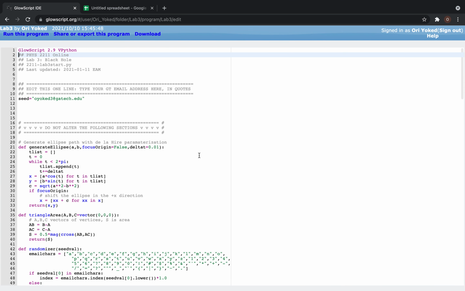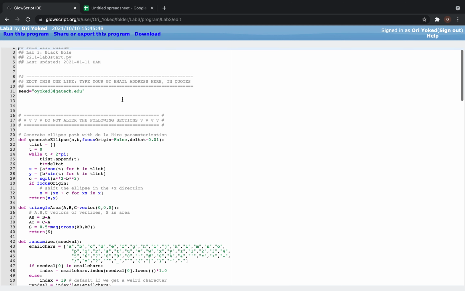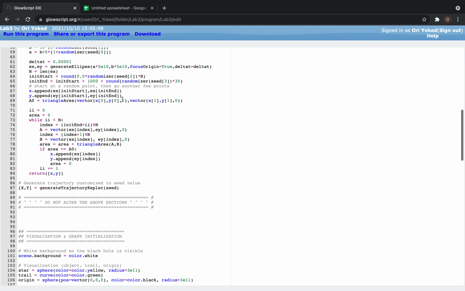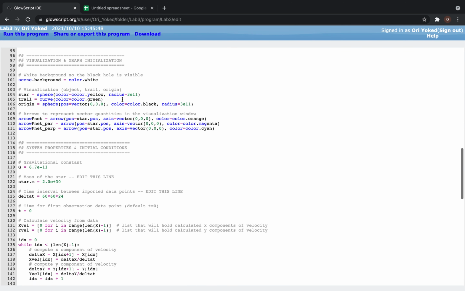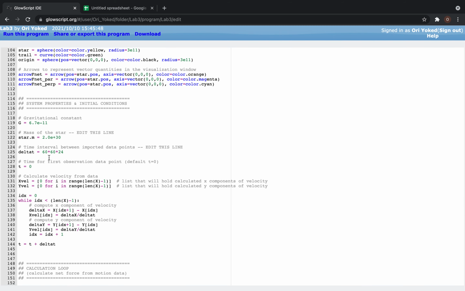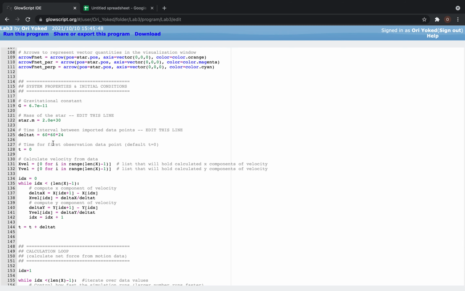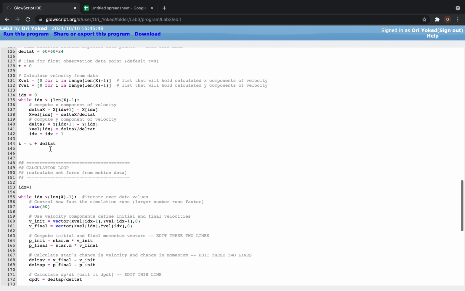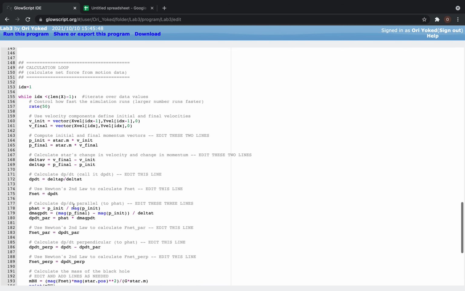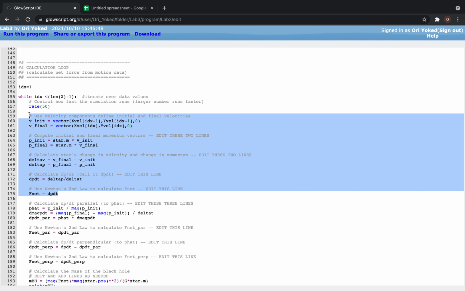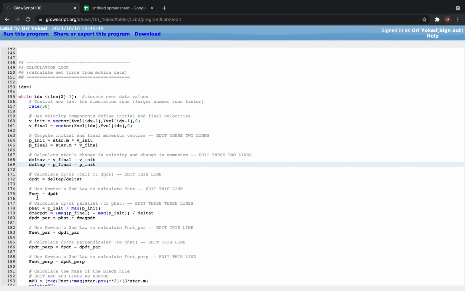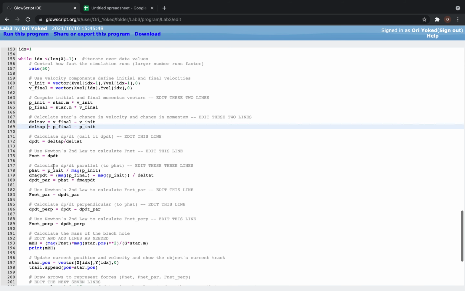So in the code, I have my email address that determines the trajectory of the star. I have these data values, the gravitational constant, the mass of the star, the time interval delta t, and the time of the first observation. And then here is where that Newton's second law comes in, which says that the net force is equal to delta p over delta t, with delta p being the change in the momentum.